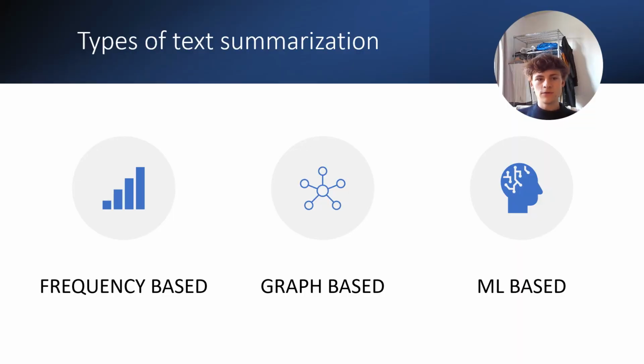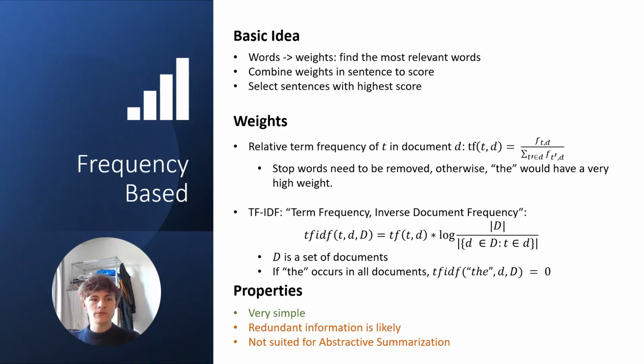I will now give an overview of the most prominent methods for text summarization: frequency-based, graph-based, and machine learning-based algorithms. For both frequency-based and graph-based algorithms, the main objective is to select only the most relevant sentences. All of the words in the document are given some weight, and these are combined within each sentence to get a score, and then only the sentences with the highest scores are maintained.